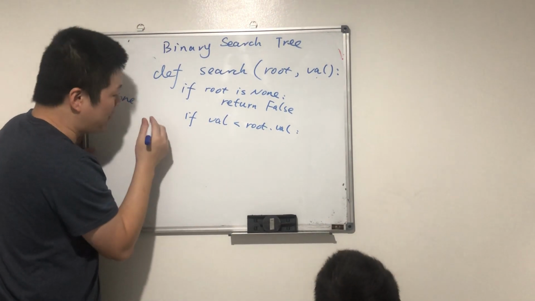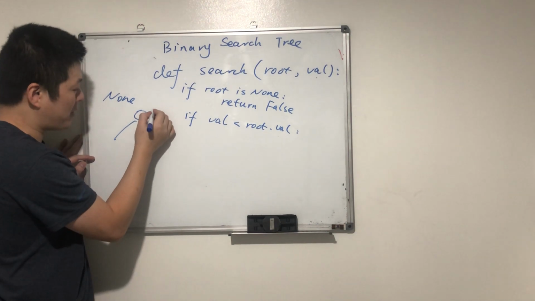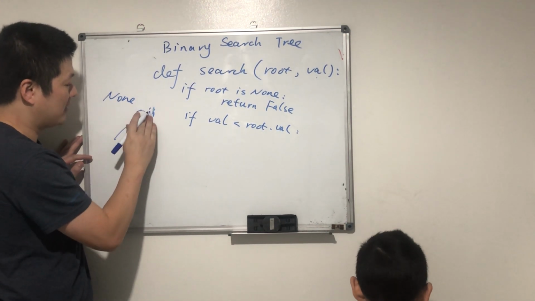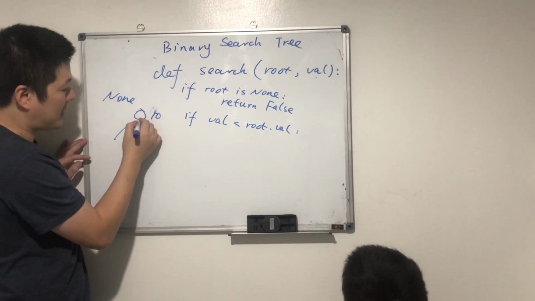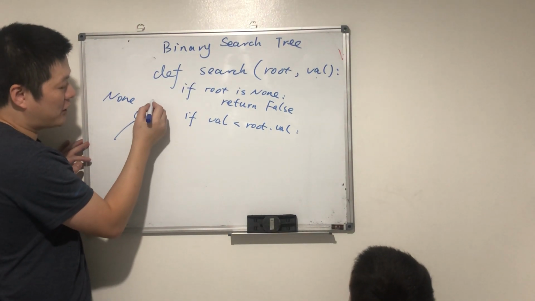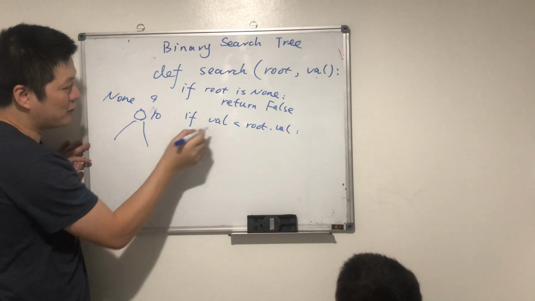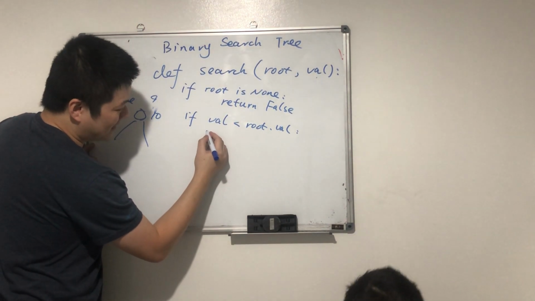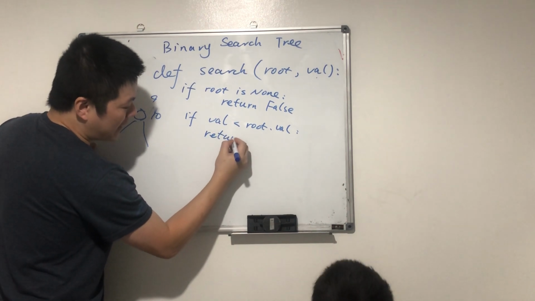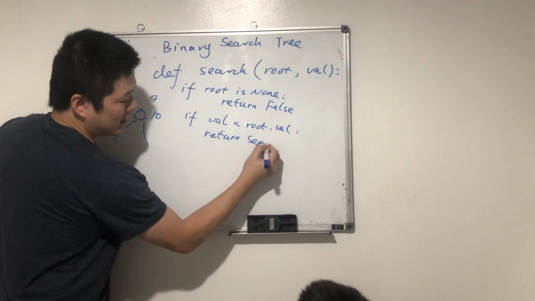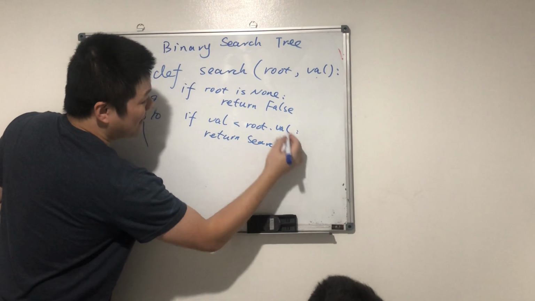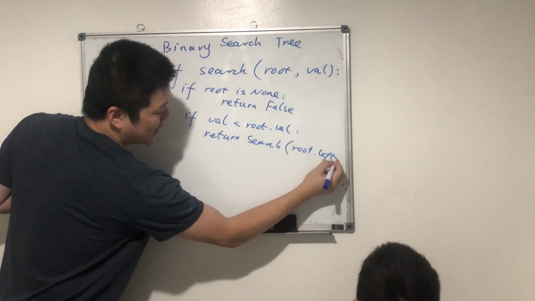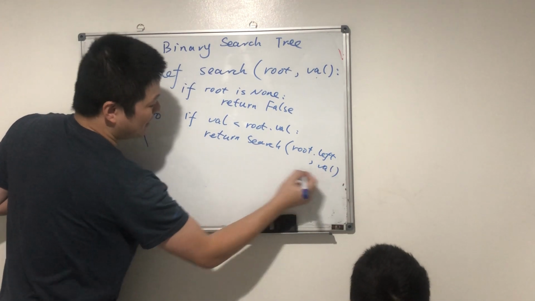If the root value is smaller than this tree, remember, the right one, 10, is bigger. No, this is 10. We are looking for 9. The root is 10, then we go to the left. So look, return search, this is the magic. We call the function on root.left, searching the left tree with the value.